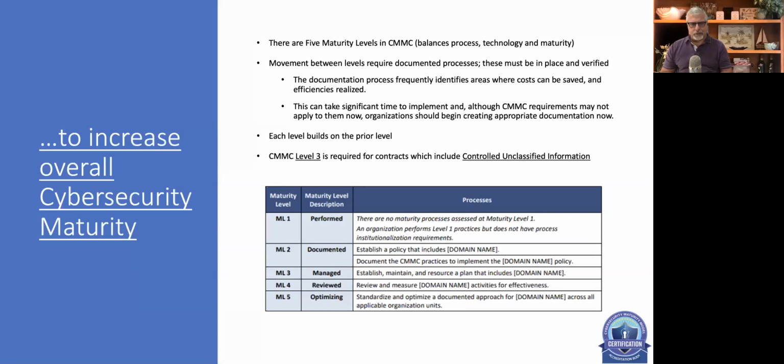That's kind of an important thought, that there's a difference between what an assessor assesses and how you use the model to improve your own organization. You could easily adopt level 3 practices, but only be assessed at level 1. So the assessment method and the model itself are two different things.